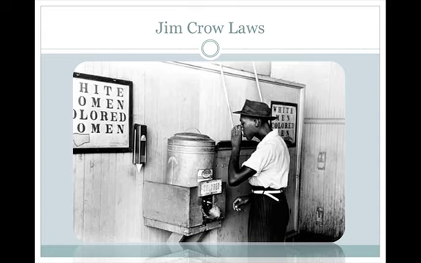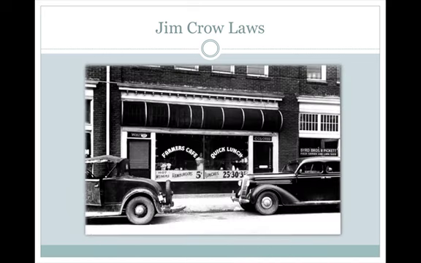Here's an example. I believe this is in Alabama. You can see the bathrooms are segregated, as well as the drinking fountains. If you look at this picture right here, you'll see that this is probably, in my guess, around the 1930s. You can see that there are two entrances. There's one on the left hand, the door says white, and the one on the right hand says colored.